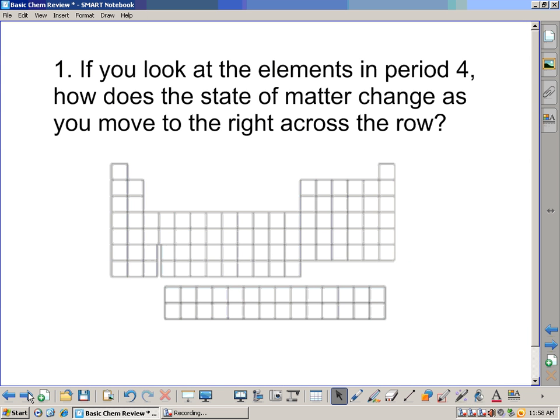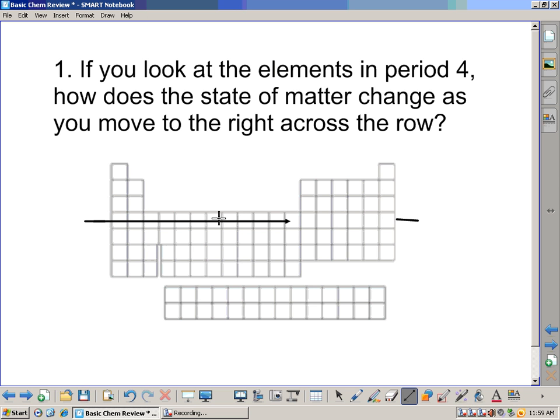Starting with number 1. If you were to look at the periodic table and look at the elements in period 4, how does the state of matter change as you move to the right across the row? Well, period 4 is going to be 1, 2, 3, 4 rows down. All right, so we're talking about this row here, and as you move to the right across this row, going in this direction, what happens to the state of matter? The state of matter is solid, liquid, gas, or plasma. They want to know what happens to the state of matter as you move across this.